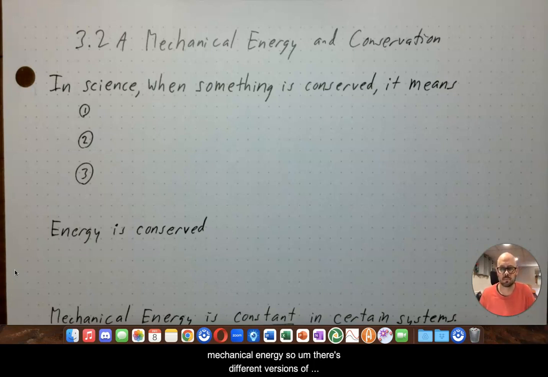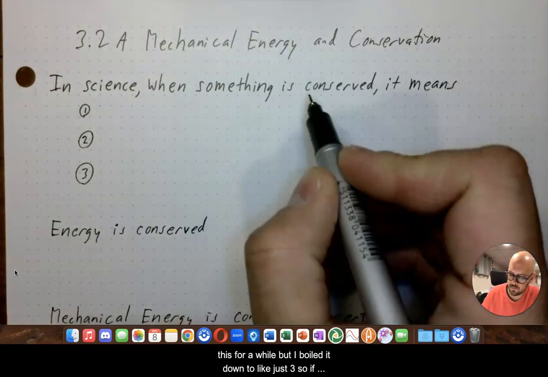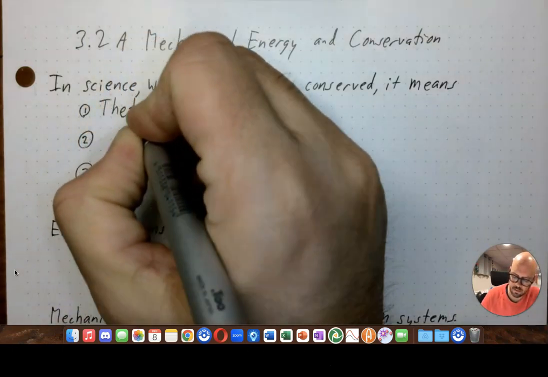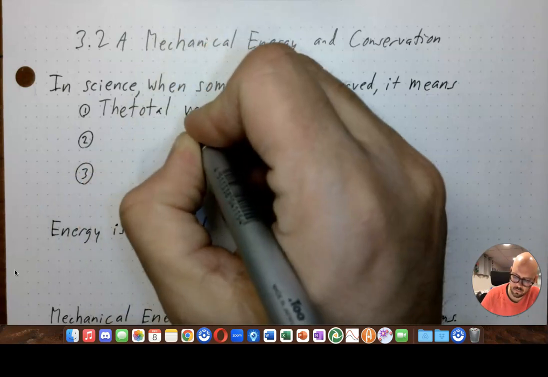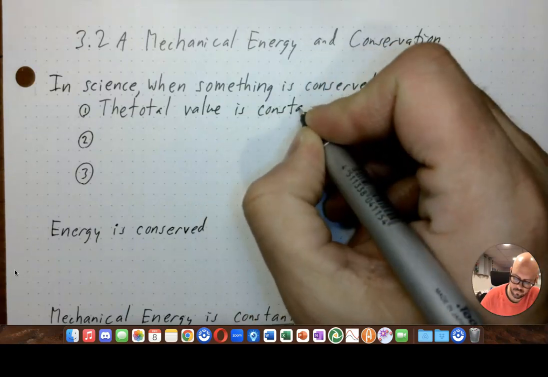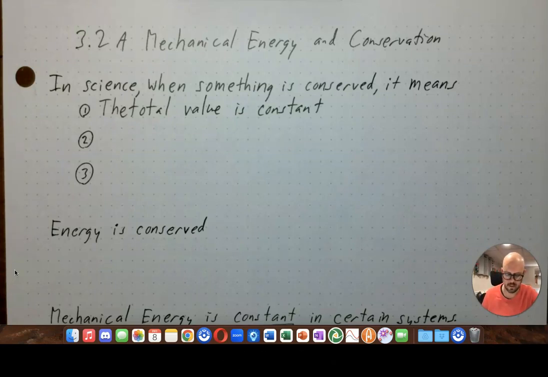There are different versions of the definition for conserved, and there's a very specific definition in science for what it means when something is conserved. I have 3 bullet points. We could probably keep going on this for a while, but I've boiled it down to just 3. So if something is conserved in science, that means that the total value is constant. That implies that things can be changing, but the total stays the same.